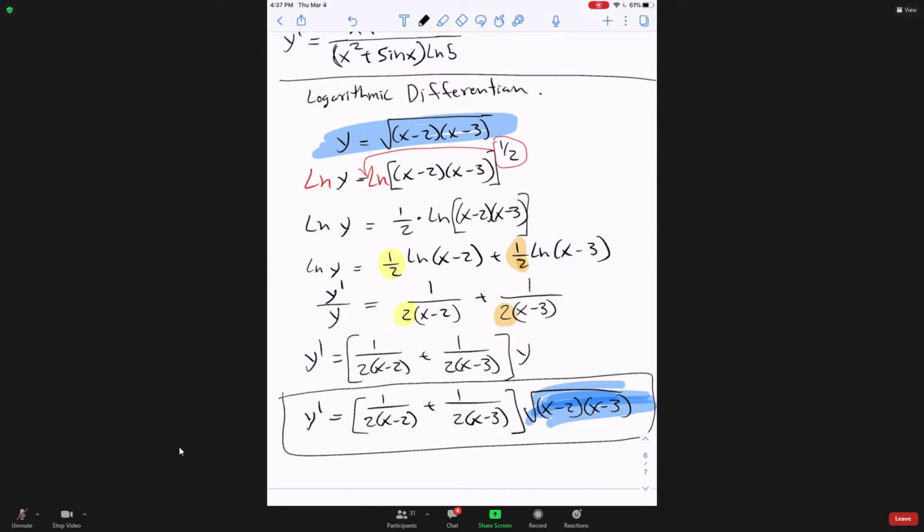Now, could you have done this problem without using logarithmic differentiation? Yes, but it's for practice, because the next one you wouldn't be able to do any other way without logarithmic differentiation. So it's a good skill to have.